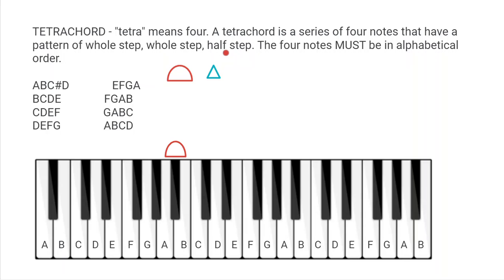Now I need a half step from my C sharp. From C sharp, where's a half step? It is D. D natural. Those white keys are the natural pitch. So here is my A tetrachord. A, B, C sharp, D. Because that C sharp is a whole step. I've got from A to B, whole step, B to C sharp, whole step, C sharp to D is a half step.